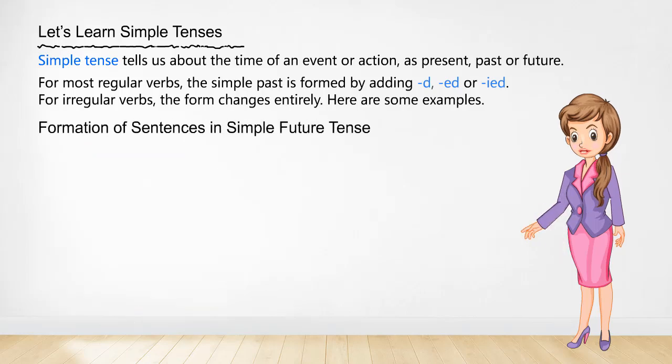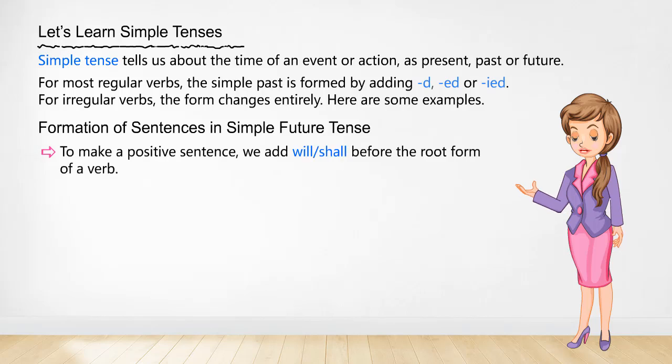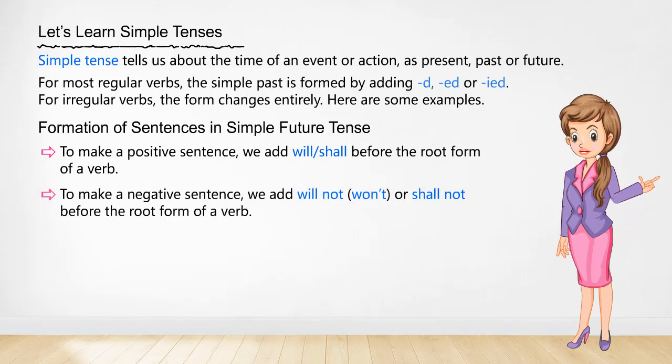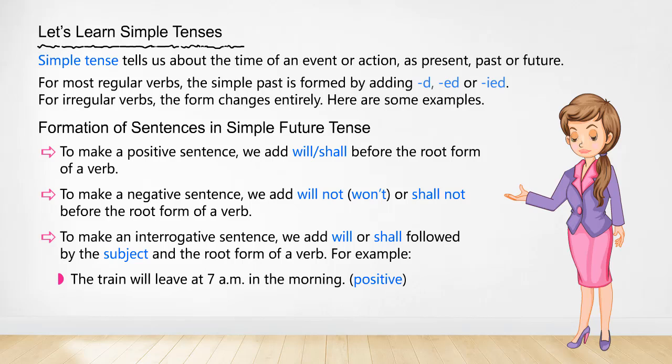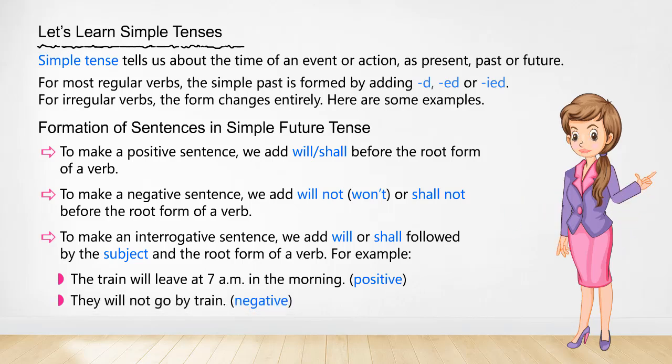Formation of sentences in simple future tense. To make a positive sentence, we add will, shall before the root form of a verb. To make a negative sentence, we add will not, won't or shall not before the root form of a verb. To make an interrogative sentence, we add will or shall followed by the subject and the root form of a verb. For example, the train will leave at 7 a.m. in the morning. Positive. They will not go by train. Negative. Will Anand travel by train? Interrogative.